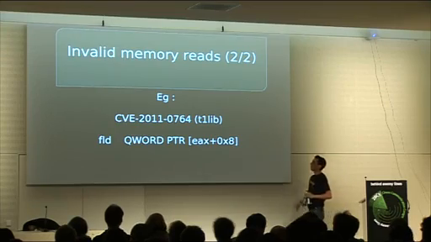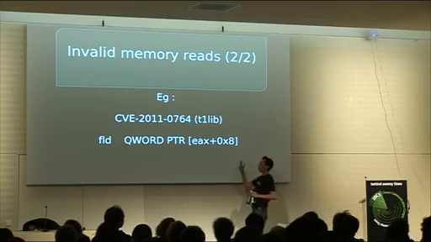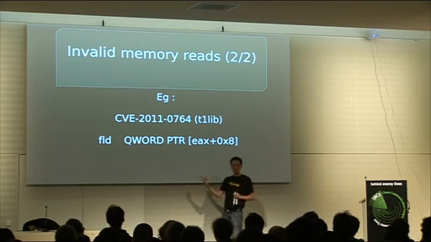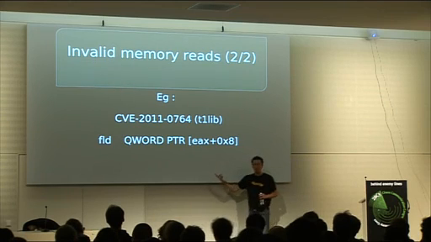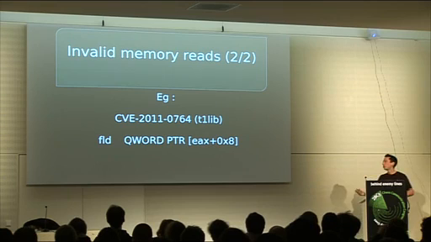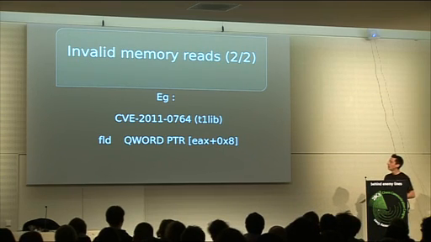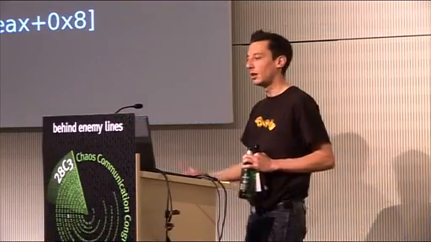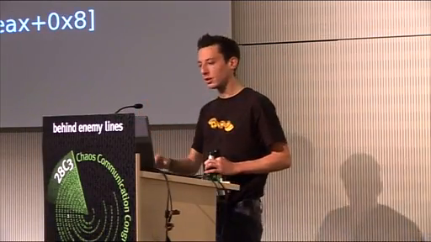Another example of an invalid memory read is this one. This is kind of unlikely to recognize. FLD is a floating point instruction, so if you're not super fluent in assembly, it's not immediately obvious that this is actually a read. And PMCMA, the tool, is going to find it for you.